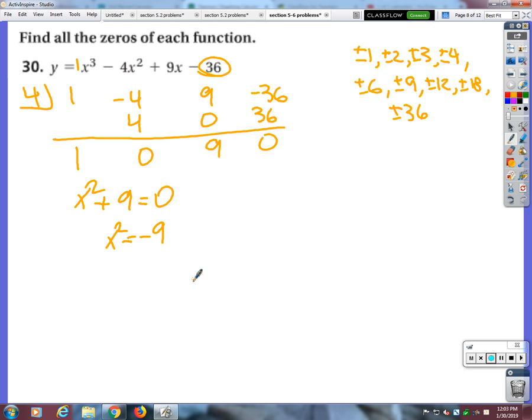And then square root. Remember, as we have discussed, anytime you have a square root, it's a plus or a minus. So it's plus or minus the square root of negative 9. What's the square root of negative 9? 3i. Very good. So my other two answers are plus 3i and minus 3i. So x equals 4, x equals 3i, and x equals negative 3i.